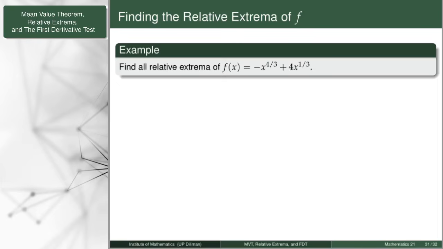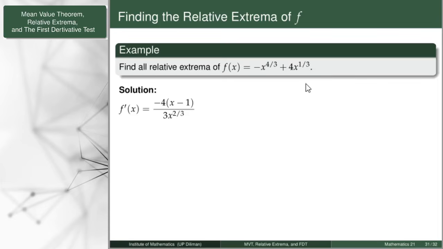Now let's have one last example. Now I have the function which is equal to negative x to the 4/3 plus 4x to the 1/3. Similarly, I will differentiate it. Now, though the derivative given in the slide is quite beautiful, but in truth, the derivative of this is negative 4/3 x to the 1/3 plus 4/3 x to the negative 2/3. It is actually not in factored form.